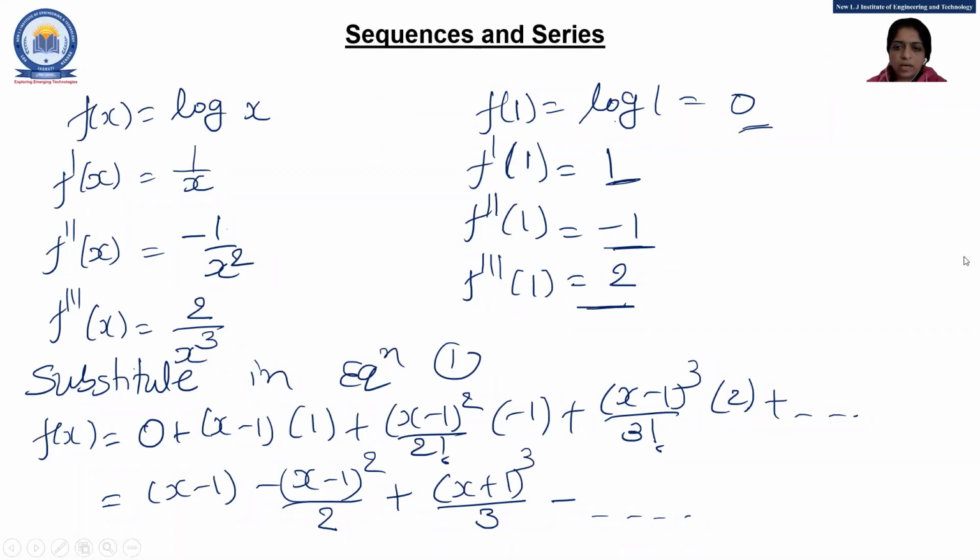Yes, Mahir, x minus 1 cube upon 6, but here I have cancelled with this 2. That's why this 3 is here. This 2 by 6, so that is 1 by 3. Okay, Mahir, now got it? Okay, this is minus 1. Yes, this is minus 1. Right?